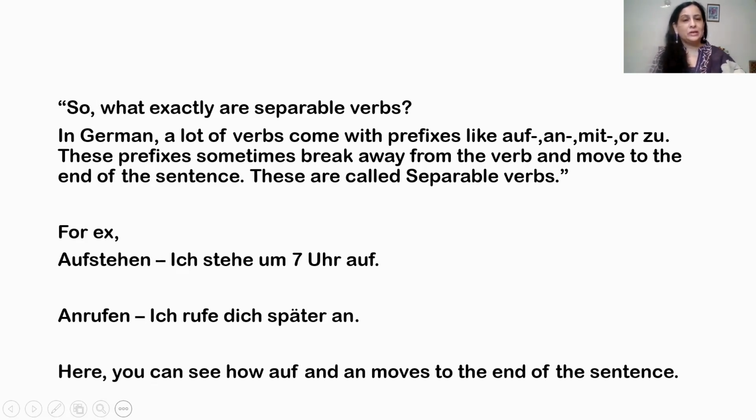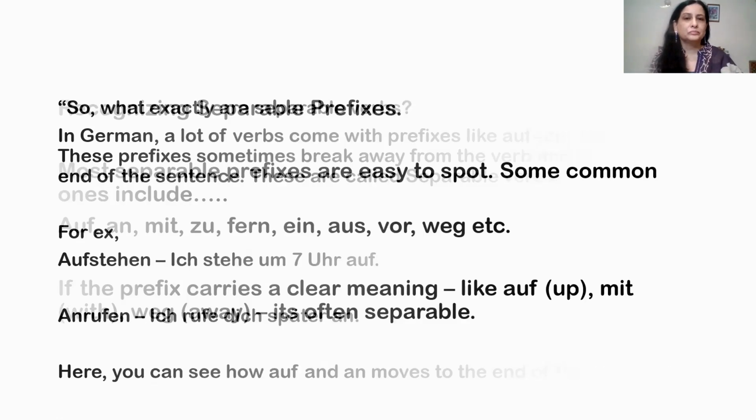The next example is anrufen, to call someone. Here also the same thing happens. Ich rufe dich später an. What is happening here? Rufe is coming after ich at the second position, and the prefix an is moving to the end of the sentence. Okay, so this is clear. Here you can see how auf and an move to the end of the sentence.